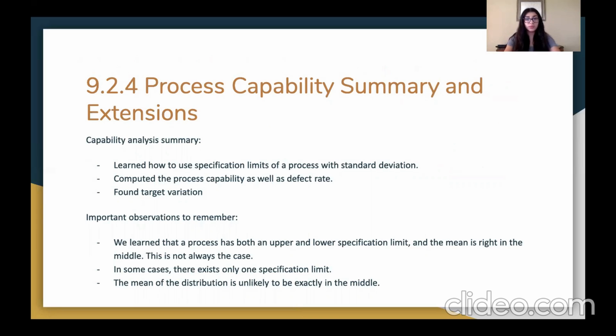However, important observations to remember is that even though we learned that a process has both an upper and lower limit, or lower specification limit, and the mean is right in the middle, this is not always the case. In some cases, there only is one specification limit, and the mean is also unlikely to be exactly in the middle.